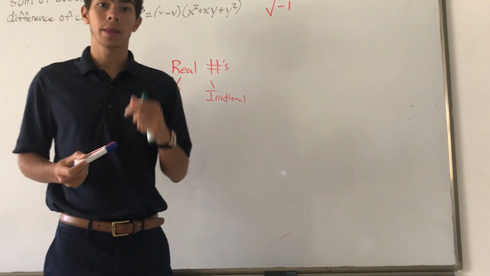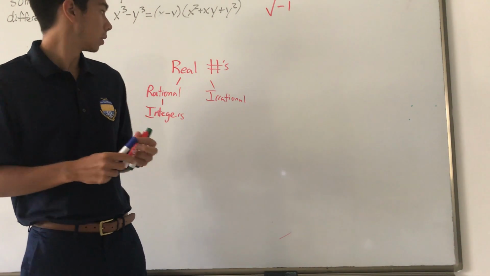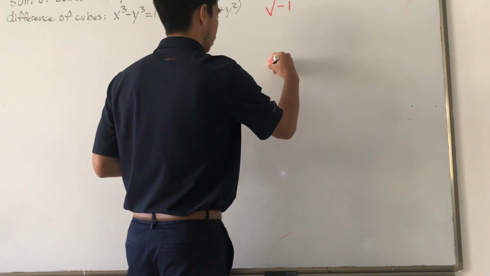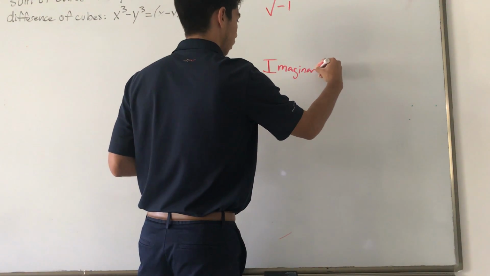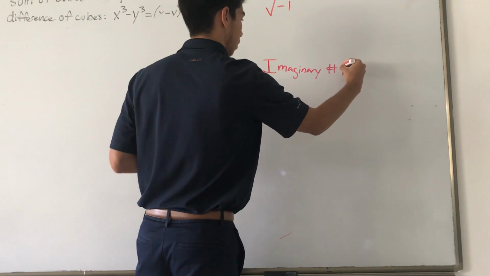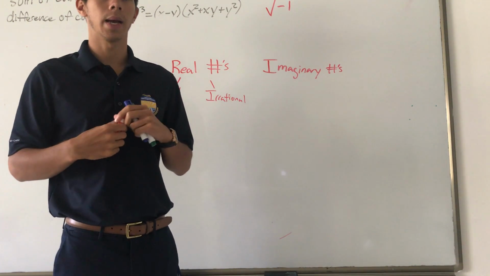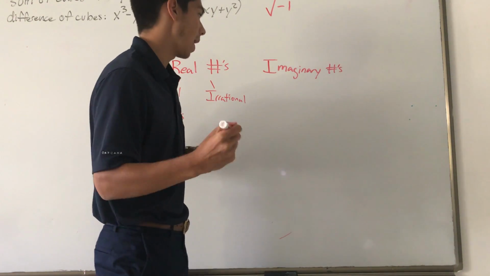But really, in math, there is another field which is called imaginary numbers. So there's real numbers, then there's imaginary numbers. Imaginary numbers are numbers that are based off of the number i.